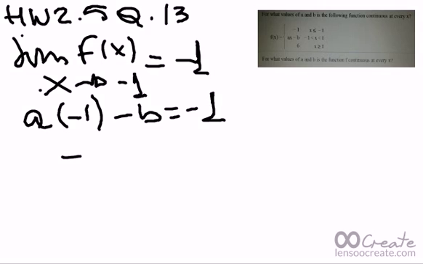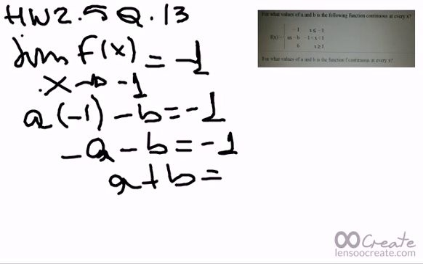So based on this we have minus a minus b equals minus 1, and I multiplied each of these by minus 1 so that I can get all positive signs. So I got a plus b equals 1. That's the first thing that I gathered from this information.